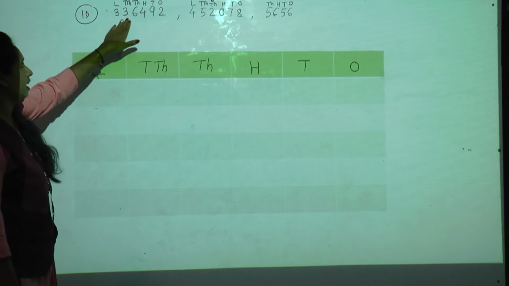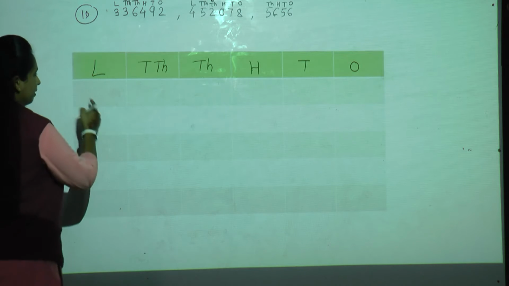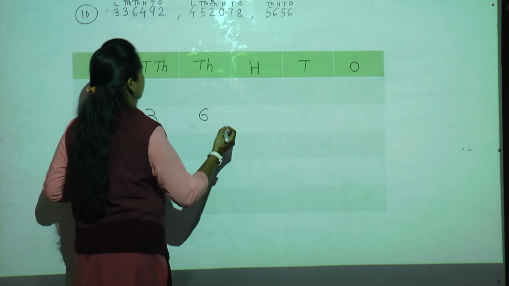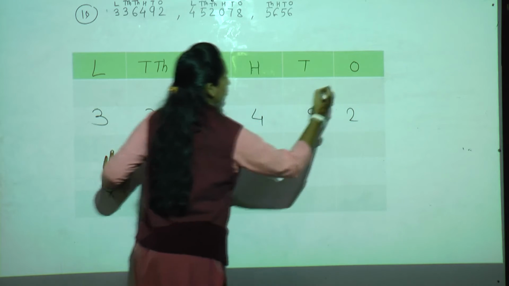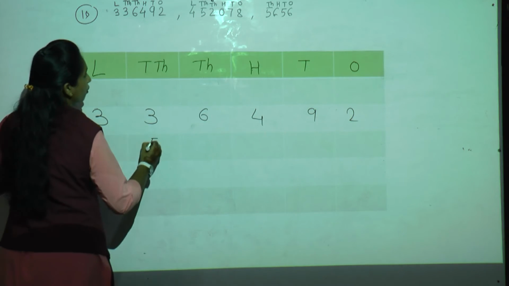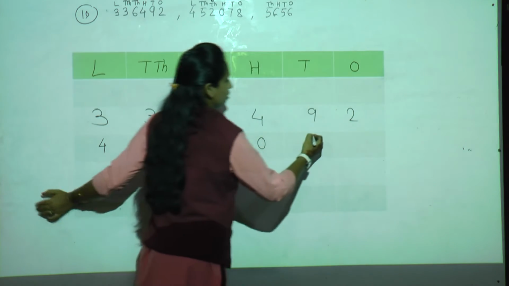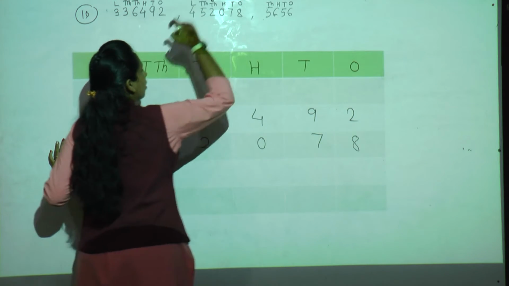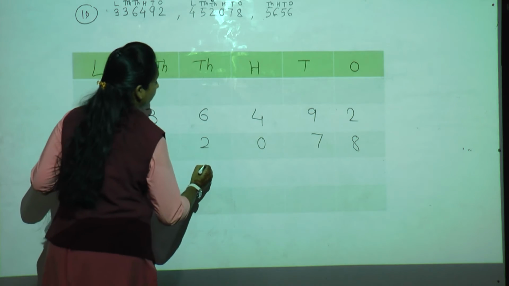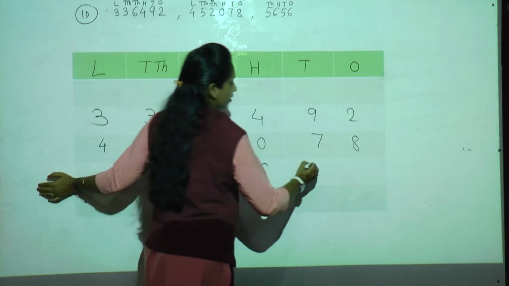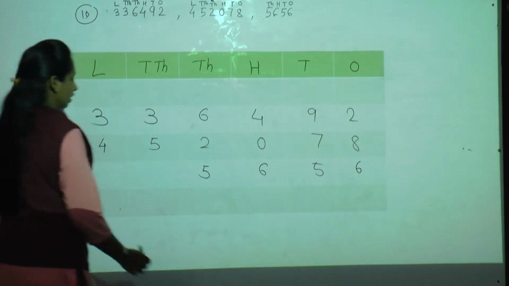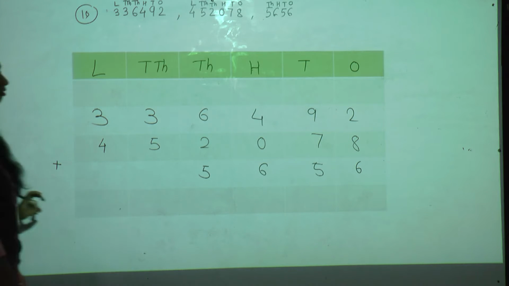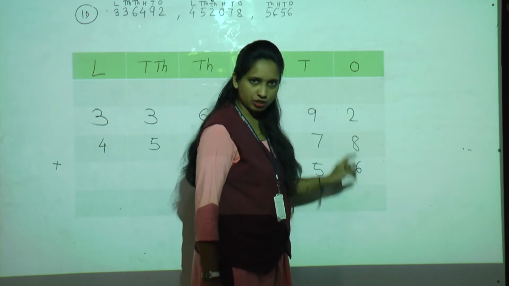What is the number? 3,36,492. So 3 starts from lakhs place. Leave 1 line for the carry. 3, 3, 6, 4, 9, 2. The second number is 4, 5, 2, 0, 7, 8. And the last is 5,656. See, 5 starts from 1,000. Where is 1,000? Here. So you have to write from here: 5, 6, 5, 6. Okay? Give addition symbol. Don't forget to give the addition symbol. Very important.